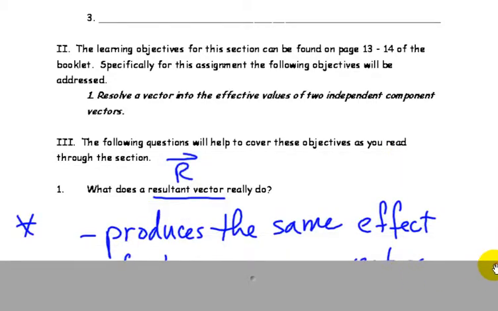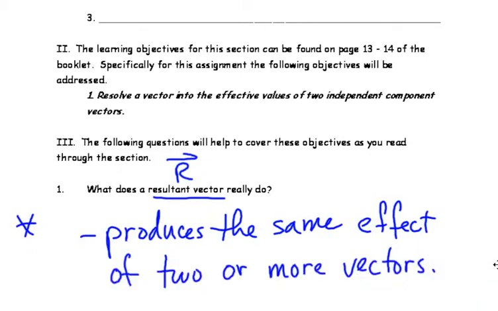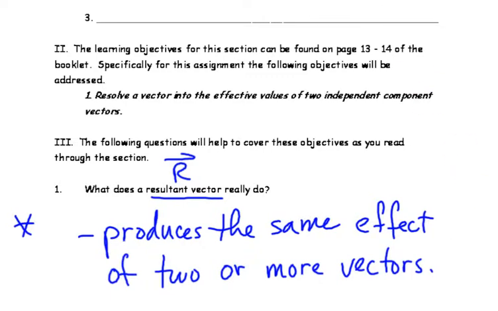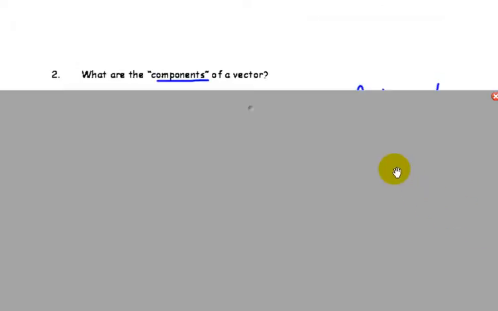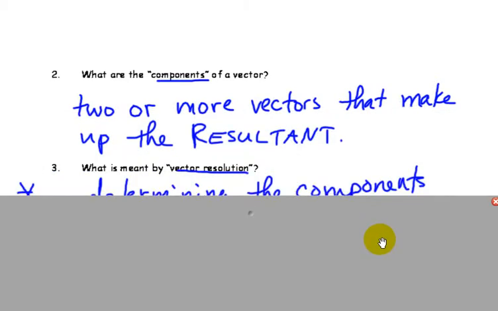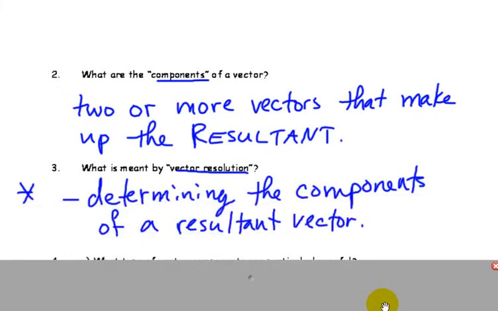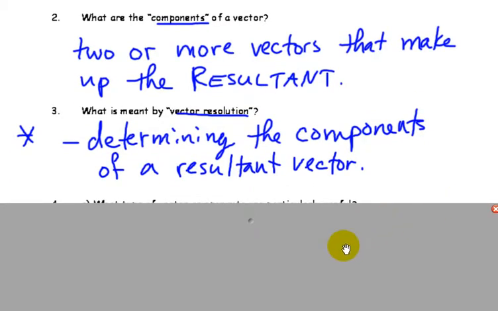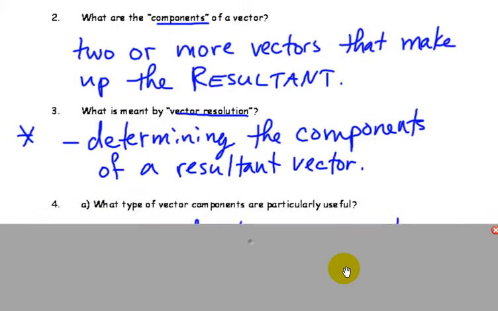So what we're doing here is thinking about a resultant vector. It really is the result of two or more vectors. As we saw from vector addition, we add various vectors and we get the resultant. Resolving a vector, or a resolution of a vector, means finding the component vectors. We will be looking at two or more vectors that make up the resultant. So what makes up a resultant vector? Kind of looking at it backwards.